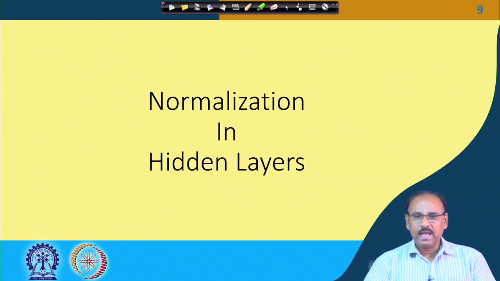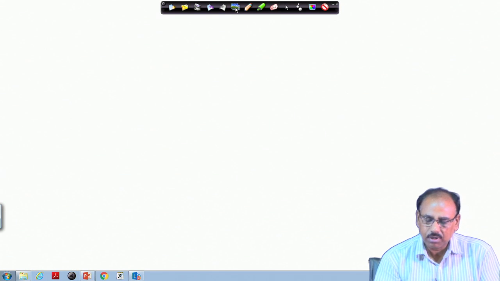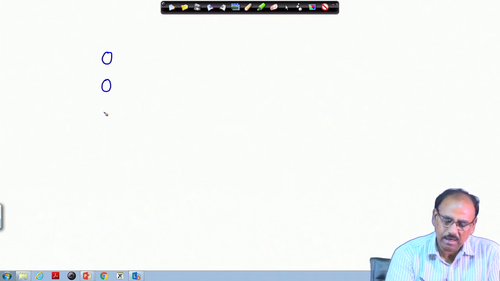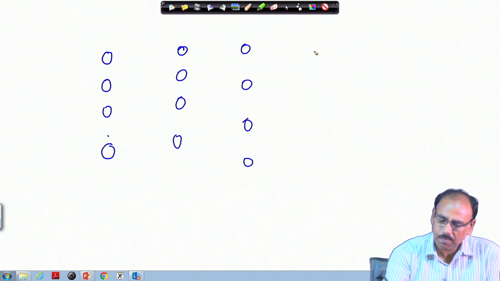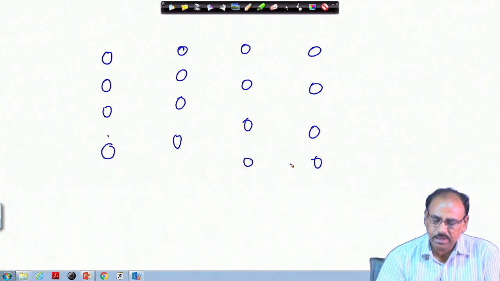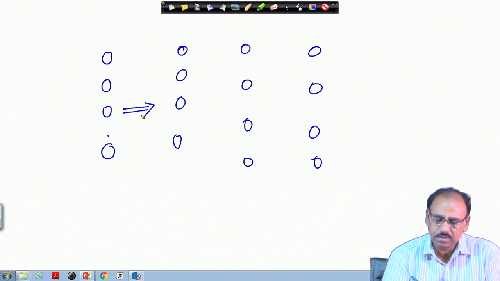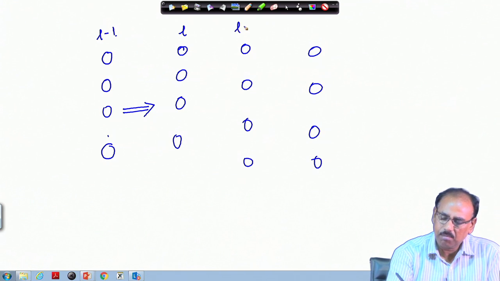So now let us see why we need normalization even in hidden layers. To discuss that, let us look at a typical architecture of a deep neural network. As we have already seen, it will be something like this: I have a number of layers, and in every layer I have a number of neurons. From every layer to every other layer, I have a set of parameters or weights. So if this is my lth layer, this is my L minus first layer, this is L plus first layer, and so on.